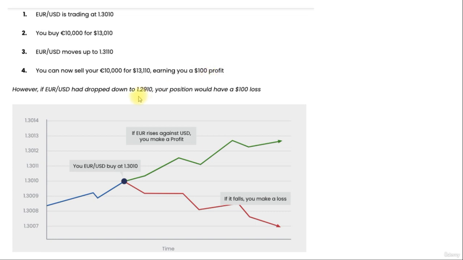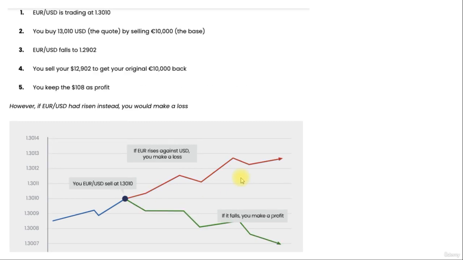Let's say your position dropped to 1.2910. Then you paid 1.3010 for 1 euro, and it is now trading at 1.2910. So that means you're booking a loss of $100. So this is how it works pictorially. You bought 1 euro for 1.3010, and if euro rises against USD, you make a profit, and if euro falls against USD, then you make a loss.